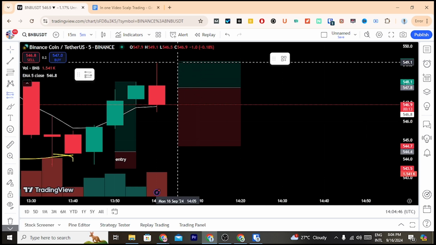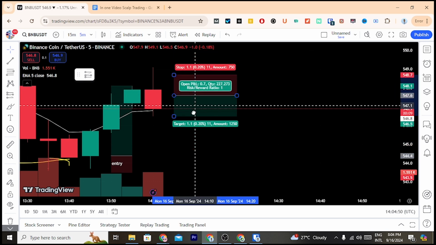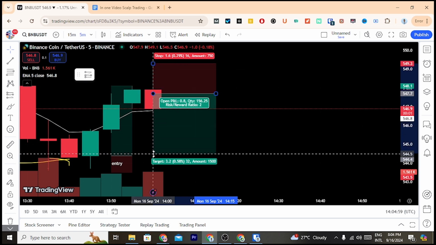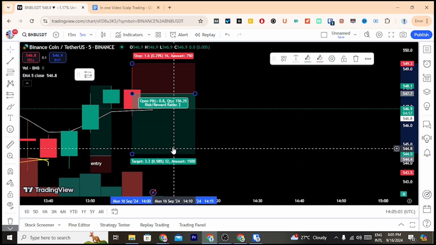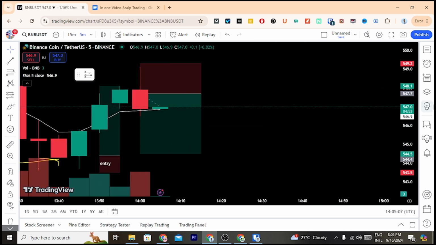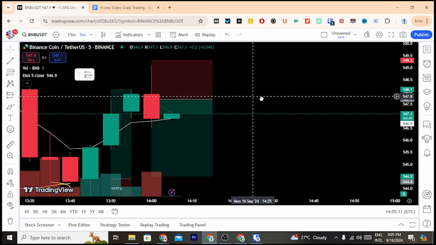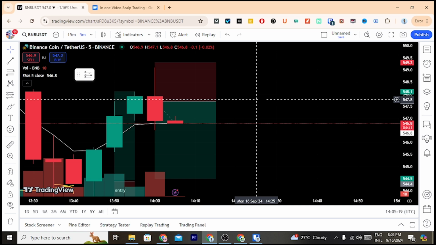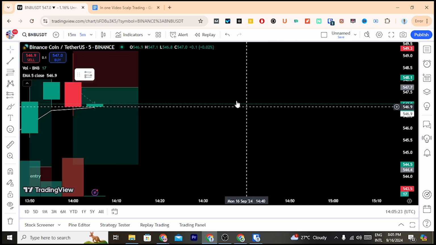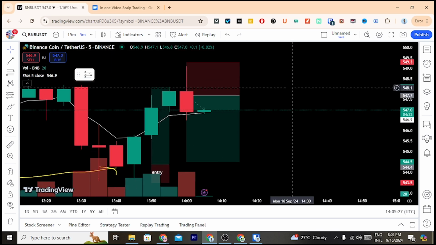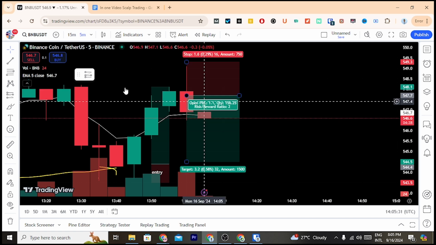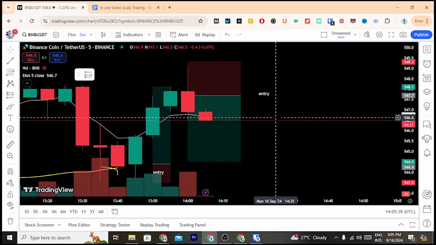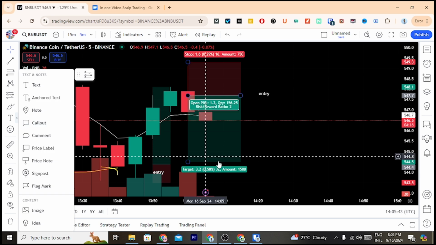This is a short position. Okay, let's remove this. This is a short position. If you enter from here, that will be your stop loss, and that will be your target. Let's see what happened. Hope it starts the line. Now we have to wait for that. See, we entered from here and it's still going down. Okay, our target is here.